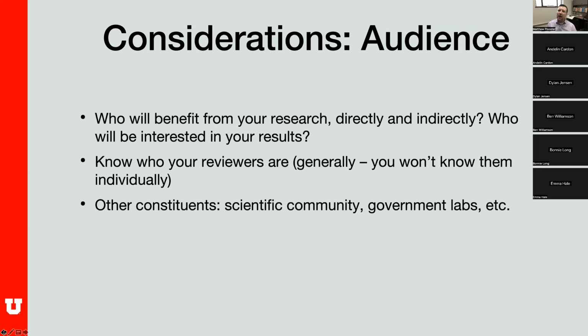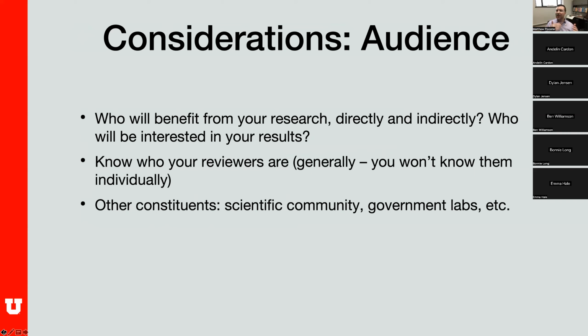Who's your audience? So this is a couple different directions here. Who will benefit from your research directly and indirectly? Who will be interested in your results? So when you think about your broader impacts and your intellectual merit, you have two different sets of audiences here. Intellectual merit, you have other scholars. You have scholars outside of your discipline, so that interdisciplinary angle. Broader impacts, how will the community and society be impacted?